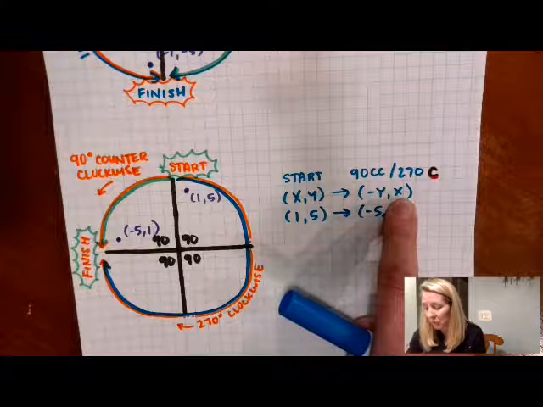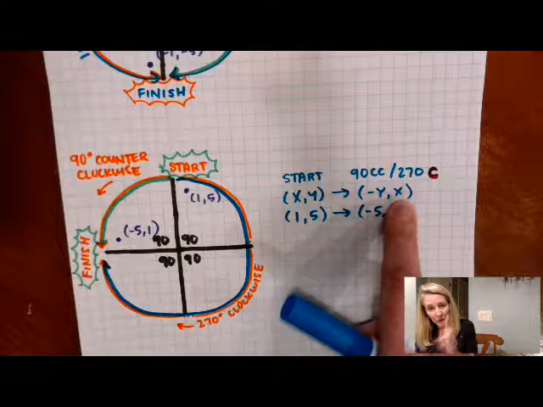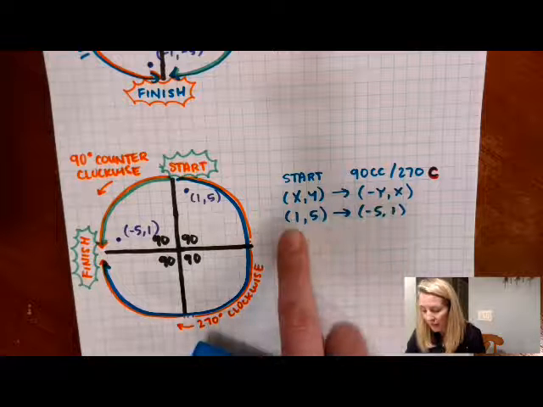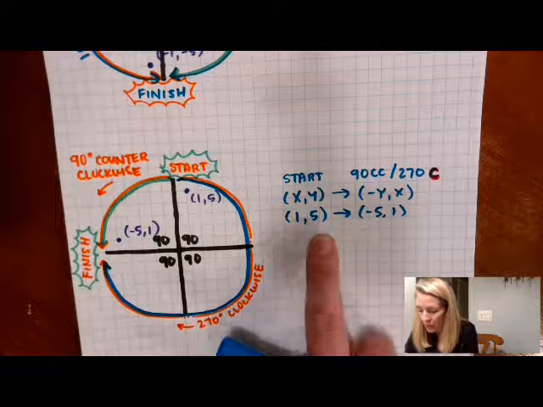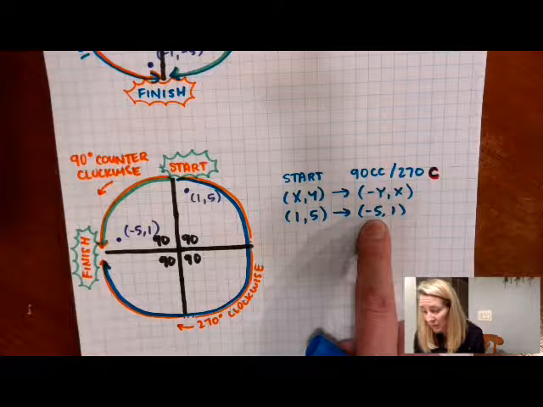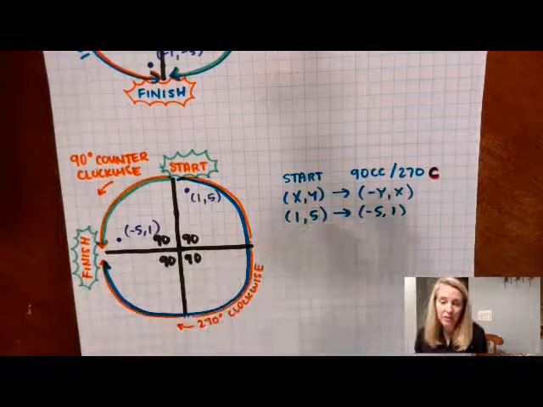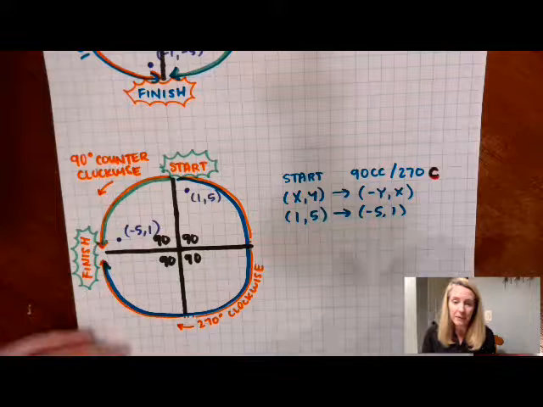So if I have (1, 5), I'm going to flip them. I'm going to switch my 1 and my 5, and I'm going to change the sign of that first number. So (1, 5) became (-5, 1). So that's not something I'm expecting you to memorize right away, but it's definitely going to help you make sure that you understand how to rotate properly. So in the next video or two, I will do some examples.